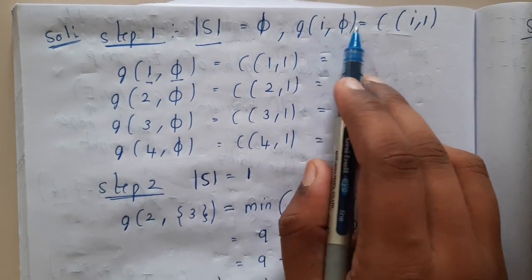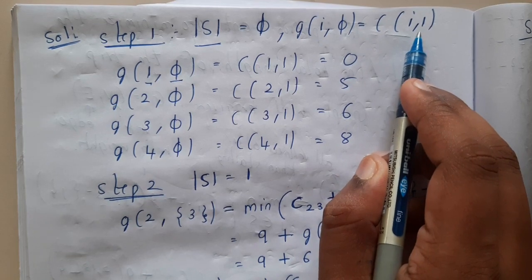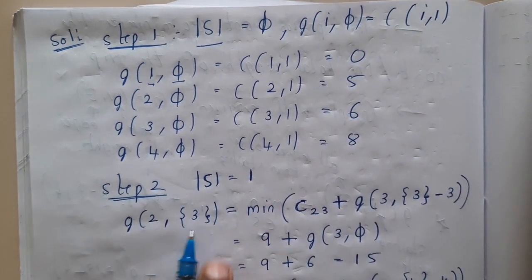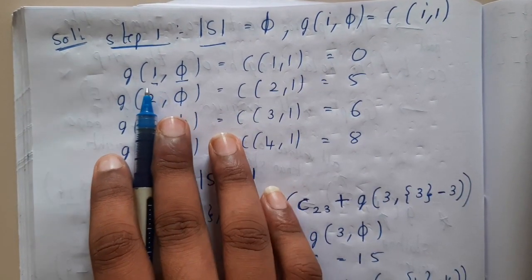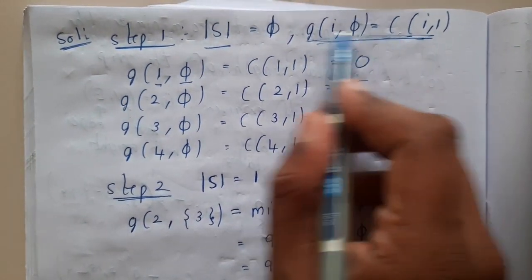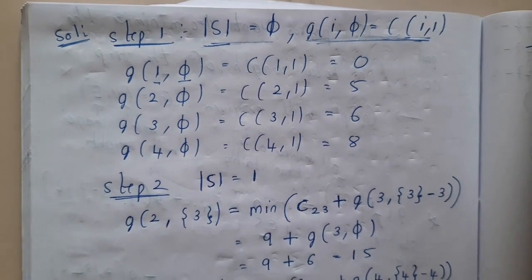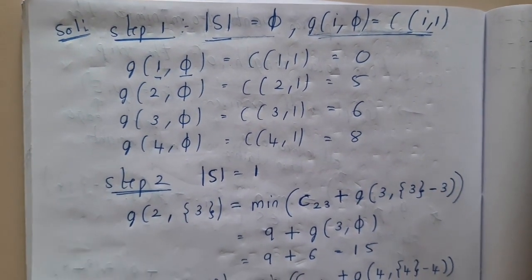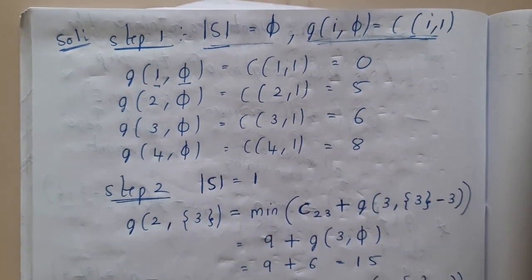And g of I comma 5 is equal to c of I comma 1. Okay, so once you are getting it, you will be doing it in this way. G of 1 comma 5. So please remember this, guys. This is the basic formula for whenever the set is empty. Okay, sorry for that. Whenever the set is empty, you will be applying that formula.